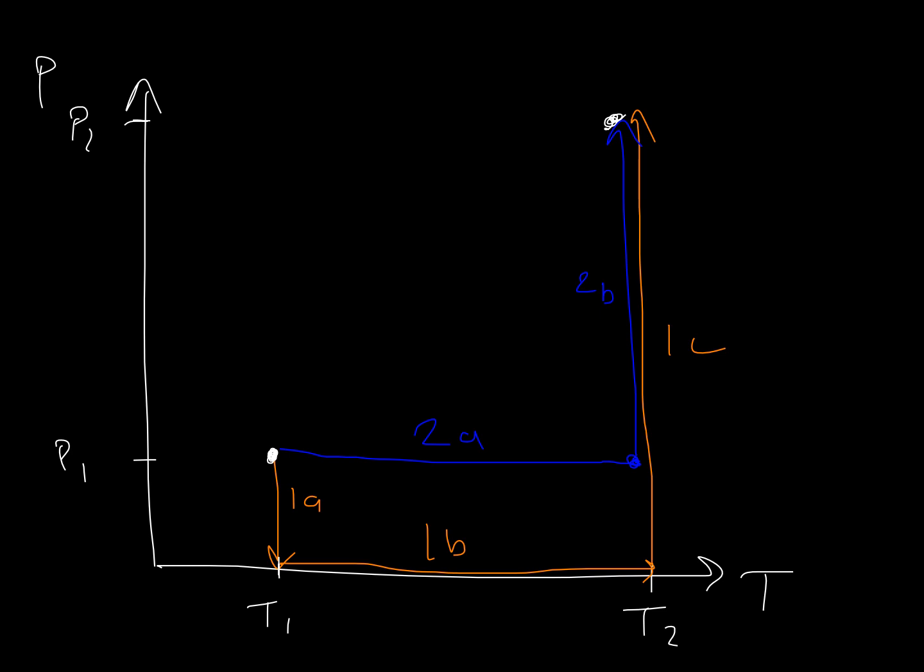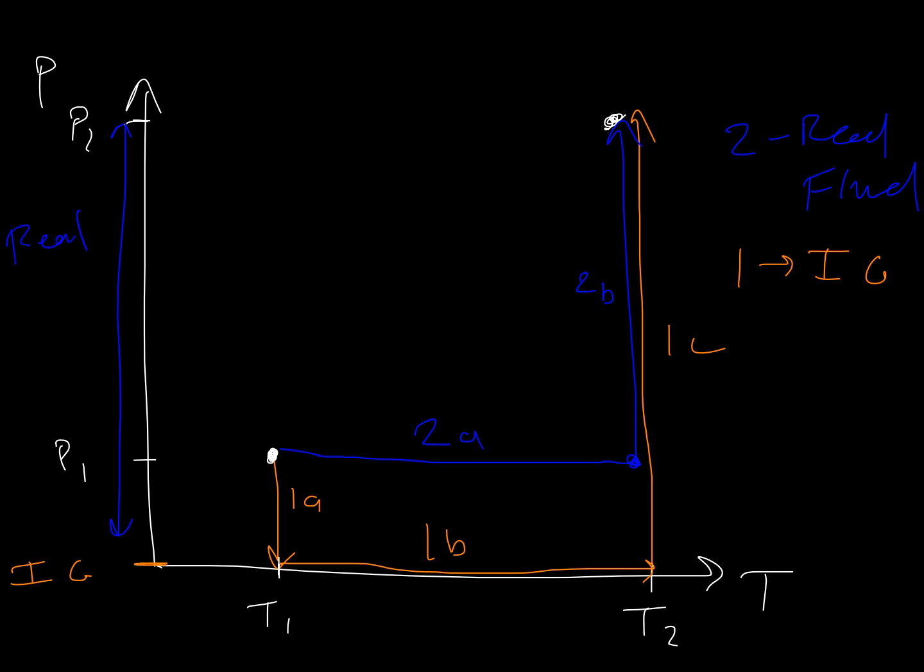Definitely 1. It's 3 steps, but you'll see why it's so much easier. Because in 2, this is a real fluid the entire time. There are no approximations or any simplifications. There's nothing we can make. In path 1, we go through an ideal gas state. So at pressure equals 0 here, this is where we have an ideal gas. And at all the pressures between here, this is where we have a real fluid.